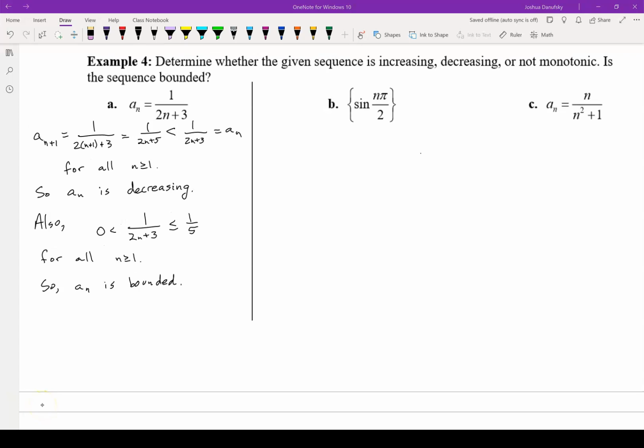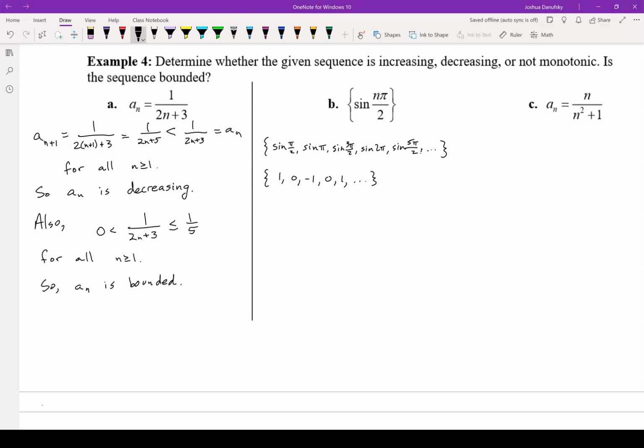Part B, sine n pi over 2. If we look at the first few terms, we'll notice that we get sine of pi over 2 when we plug in 1, sine of pi when we plug in 2, sine of 3 pi over 2 when we plug in 3, and so on and so forth. Evaluating each of these, we get 1, 0, -1, 0, 1, and then this pattern will continue.